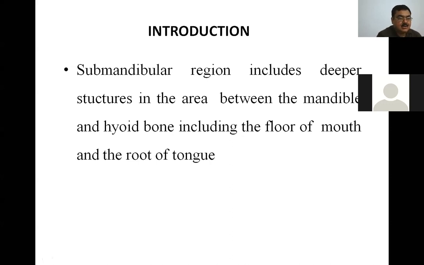Submandibular region includes deeper structure in the area between the mandible and hyoid bone. This is mandible, here is hyoid bone. Between mandible and hyoid bone, this region is submandibular region. It includes floor of the mouth and the root of the tongue.